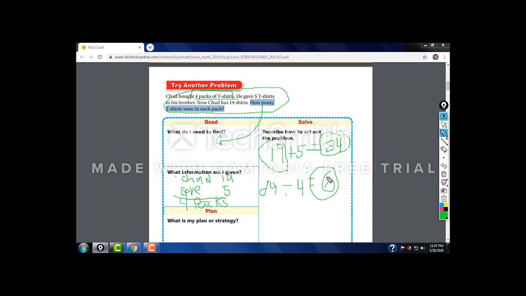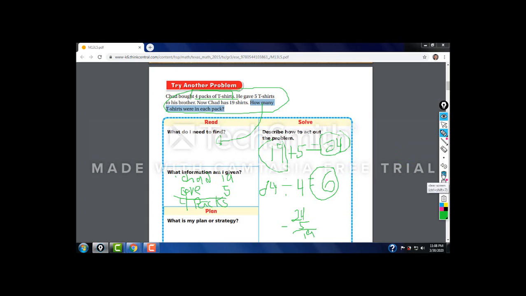Okay. Now how can I be sure? I can check my answer by multiplying 6 times 4 and get a total, and then subtract the 5 that he gave away. And I should come out with 19, and lo and behold, I do. So that's how I can check. I have 24 total, and he gave 5 away, so he should have 19 left, and sure enough, 19.